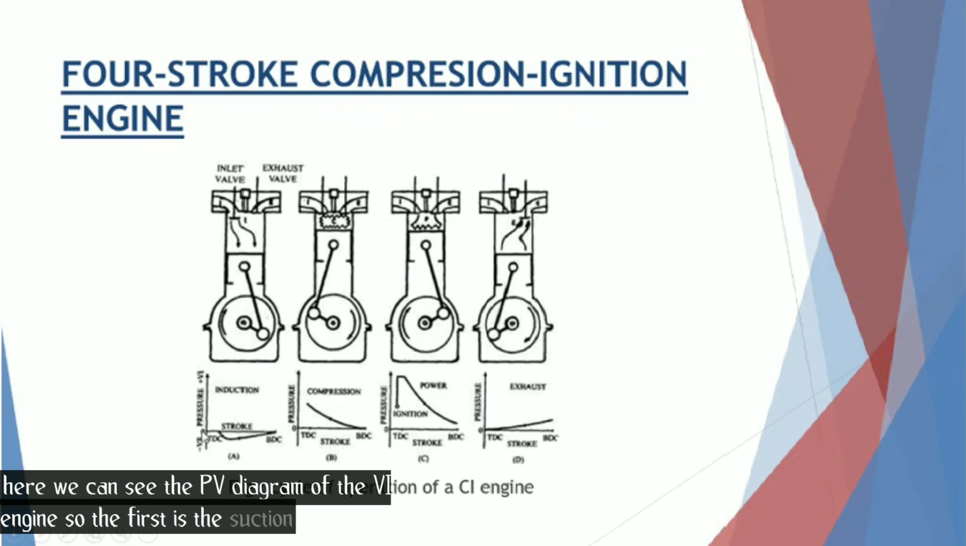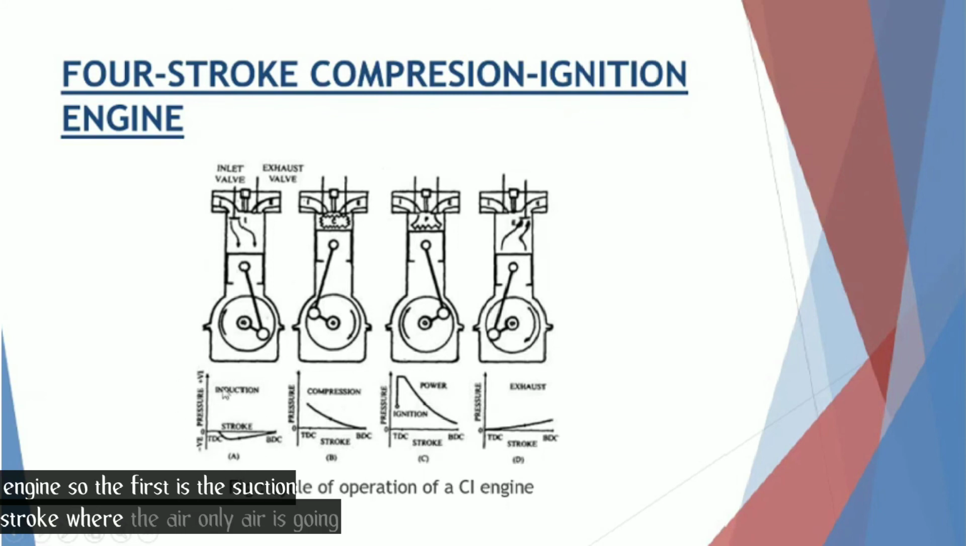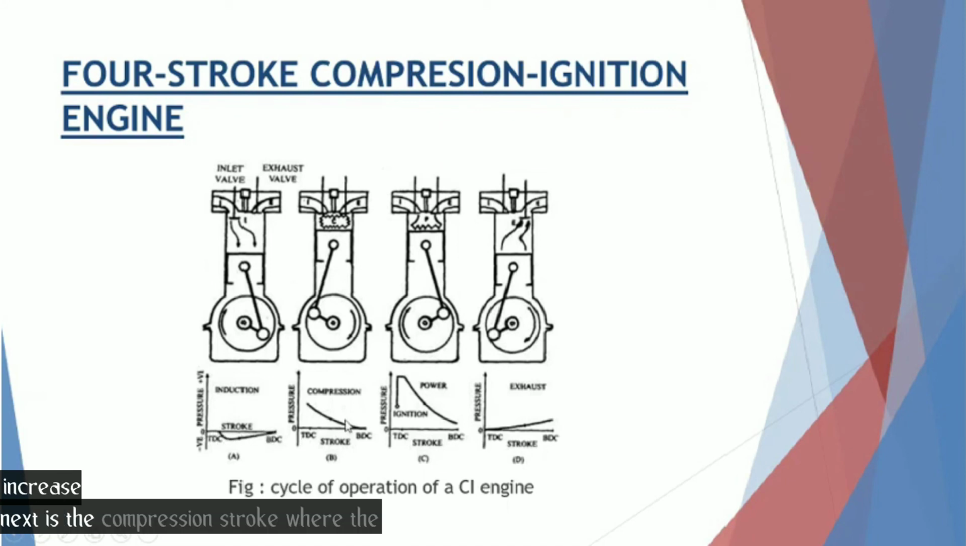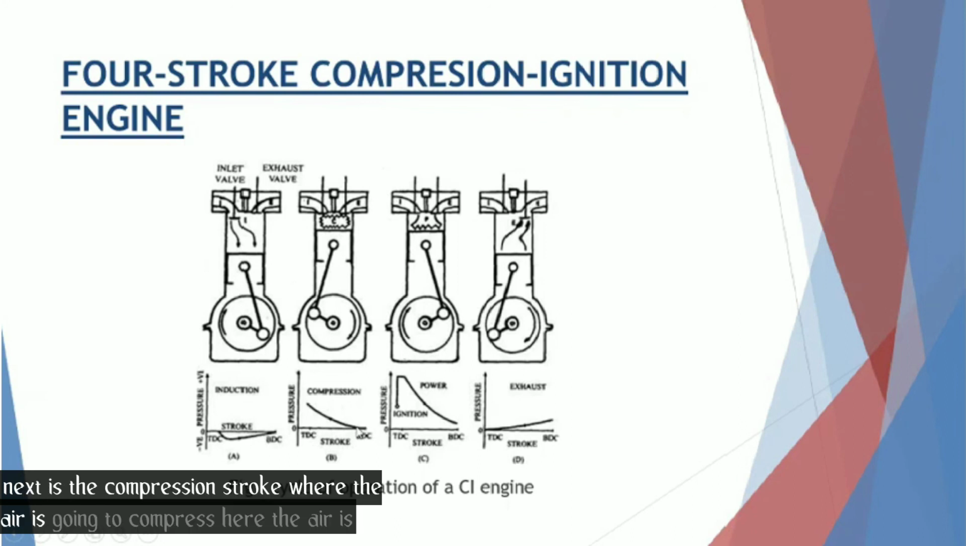So the first is the suction stroke, where the air is going to be sucked inside the cylinder. That's why it is at constant pressure and temperature while the volume is going to increase. Next is the compression stroke, where the air is going to be compressed. Here the air is compressed, which causes the increase in the temperature and pressure. And just after the compression, the injector is going to inject the fuel, which causes the combustion. Because of the combustion, the rise of temperature and pressure takes place. Here, this is the ignition point.